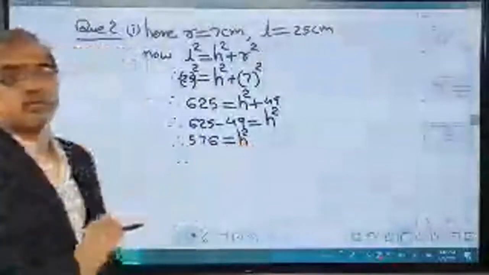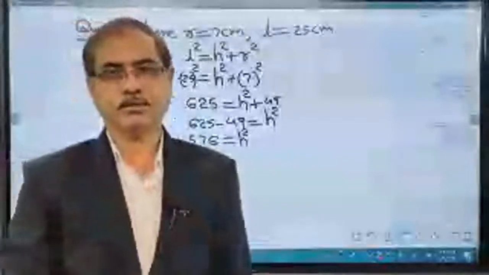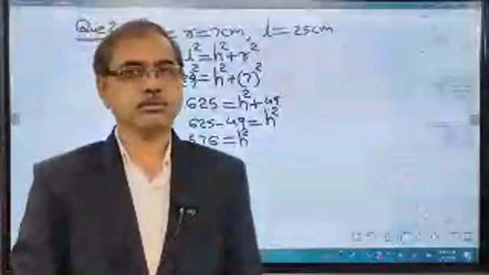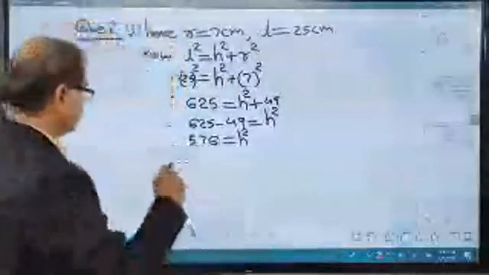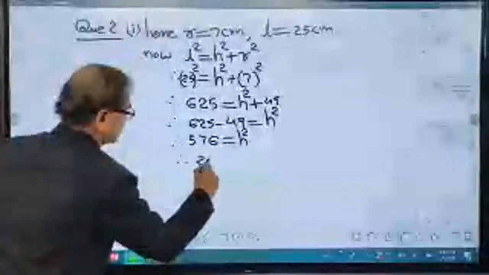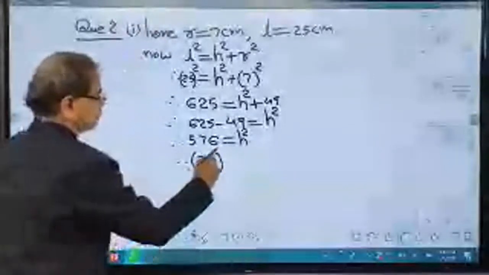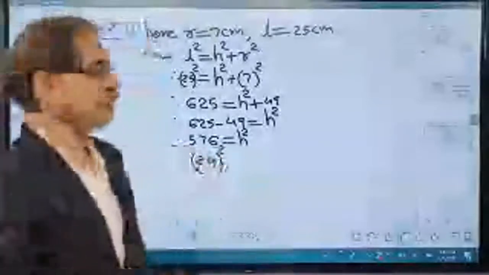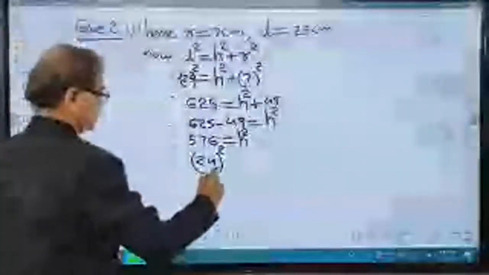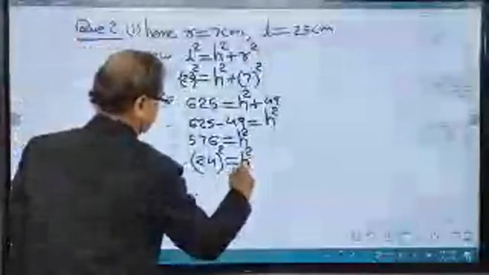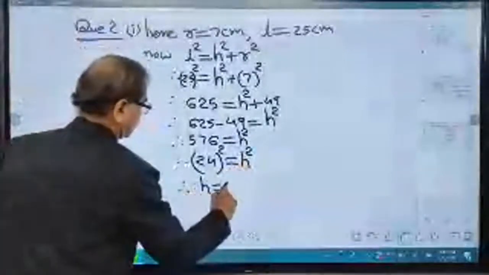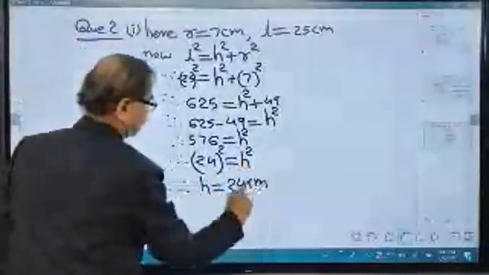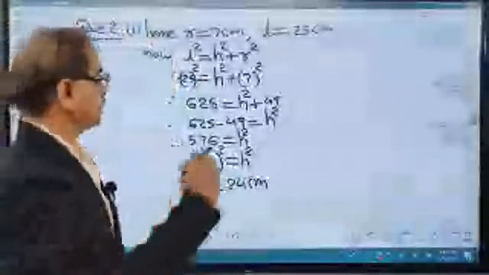We are interested in the value of H, so we have to find the square root on both sides. And 576, most of you remember, is the square of which number? 576 is the square of 24. 24 multiplied by 24 gives you 576 equals H square, and therefore H is equal to 24 centimeter. So now we know the value of height H, and we can find out the capacity of the vessel.